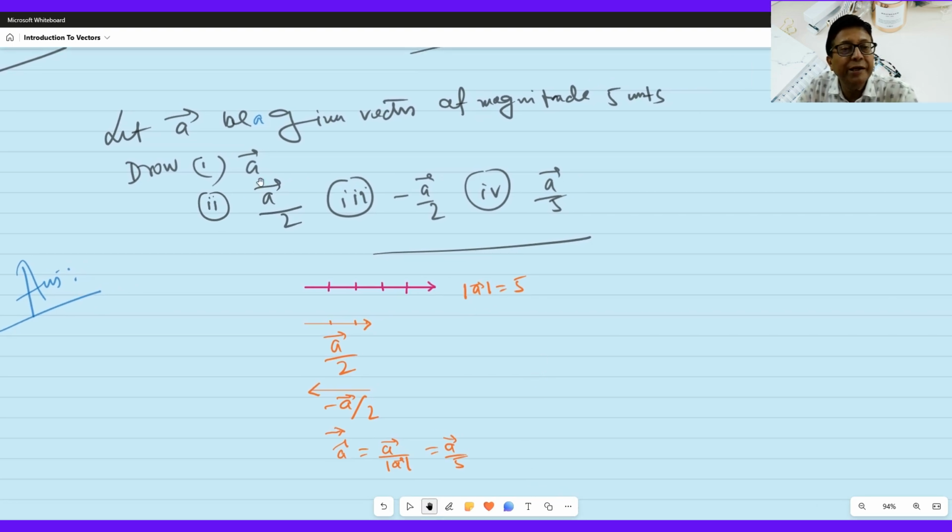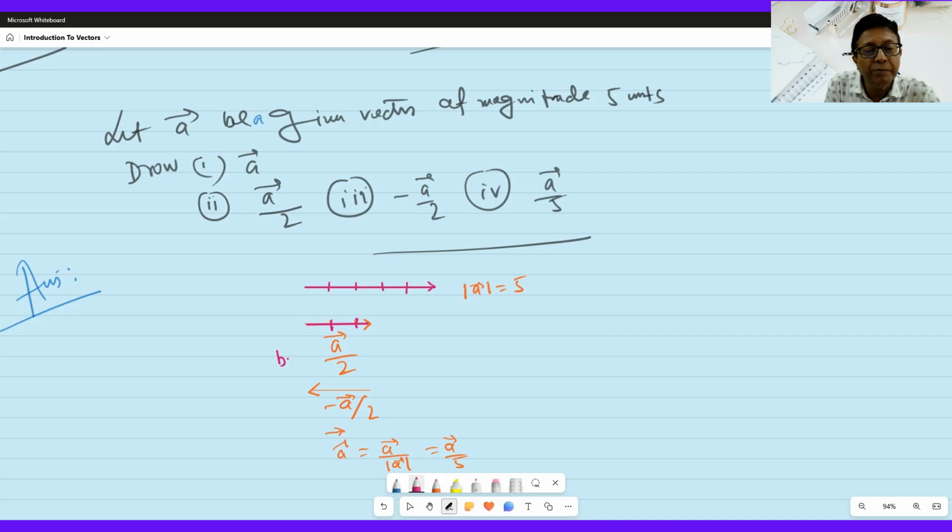So this one, okay, A vector, its magnitude 5, we have taken 5 unit vector. This is going to be A by 2. Why? Because 5 by 2 is 2.5 unit. So this will be vector of magnitude 2.5. We have taken accordingly in the same direction. This you can also write in this form, that B1 equal to A by 2. If you want to write in terms of unit vector, you write 2.5 A cap.